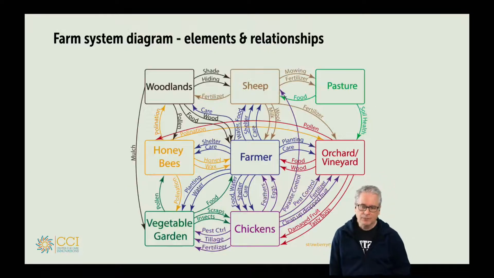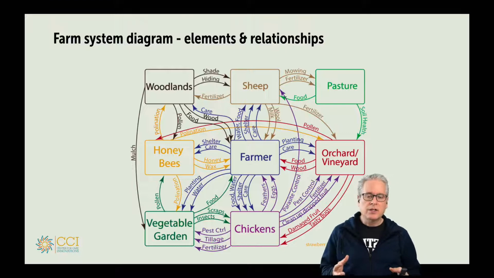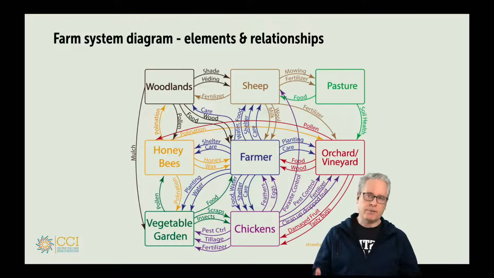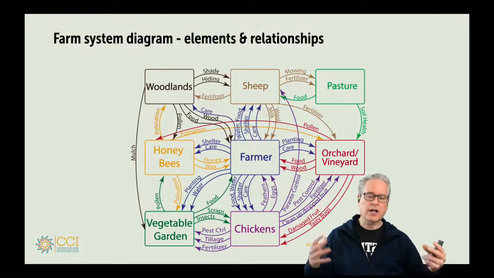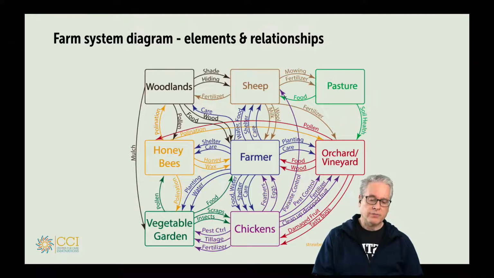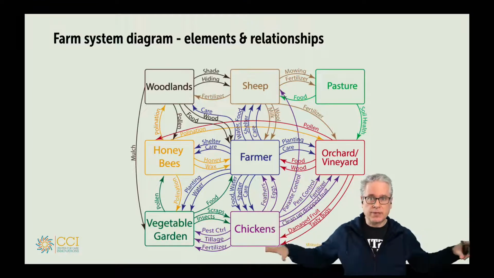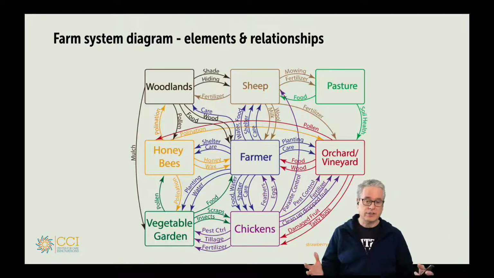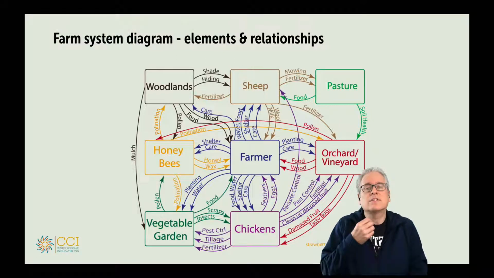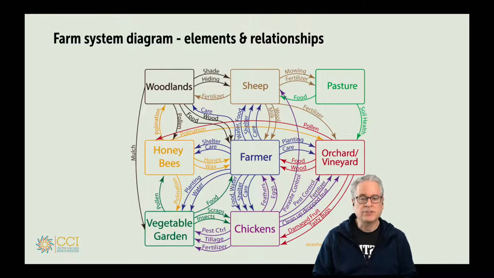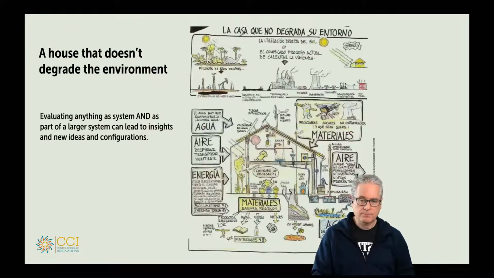Okay. So if we look not just at a permaculture garden, but if we look at a farm, you can see here is a diagram like you can create for your own project of what are the different elements. Here on a farm, you have the farmer, the chickens, the woodlands, the pasture. These are all different elements that have different characteristics, and they all interact and have relationships in different ways. This is the principle of systems and systems design, both analysis and synthesis.